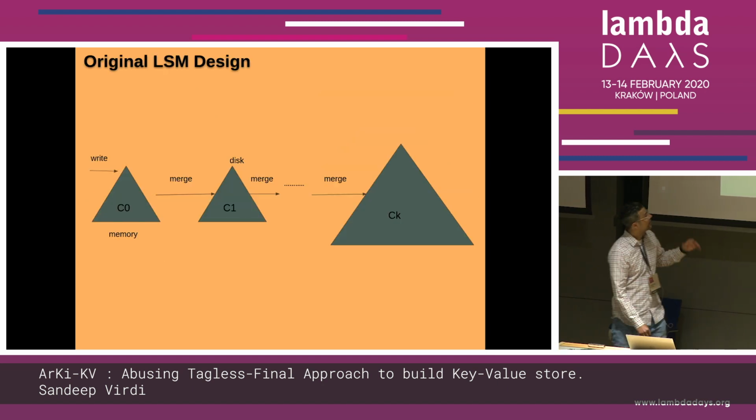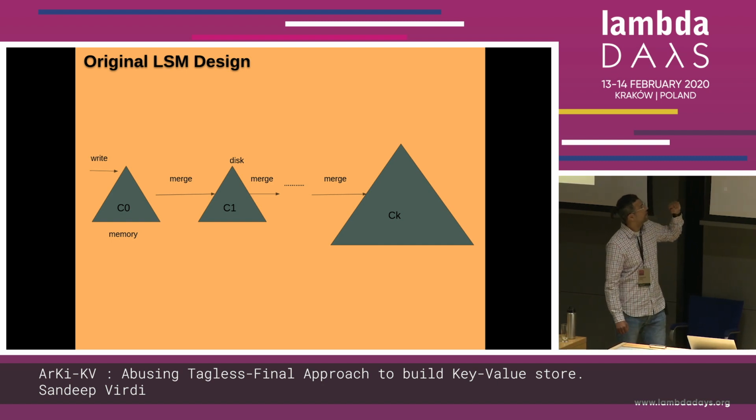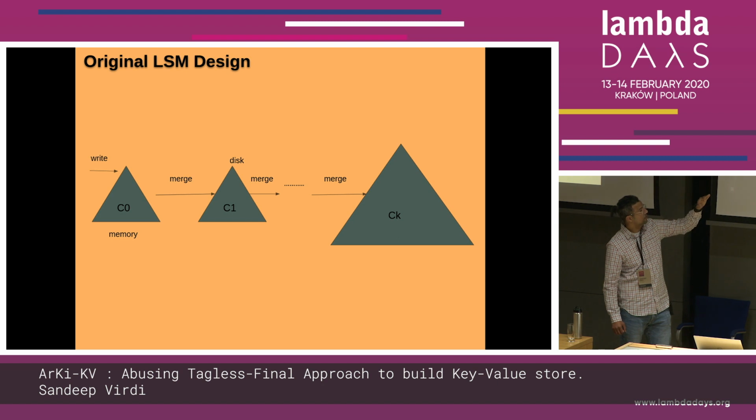So this is the original LSM design. The original LSM design had multiple components, C0, C1, C2, CK. The C0 component lives in memory; C1, C2, CK, etc. are actually on disk. They're all B+ trees. C0 incurs the writes since it's in memory.